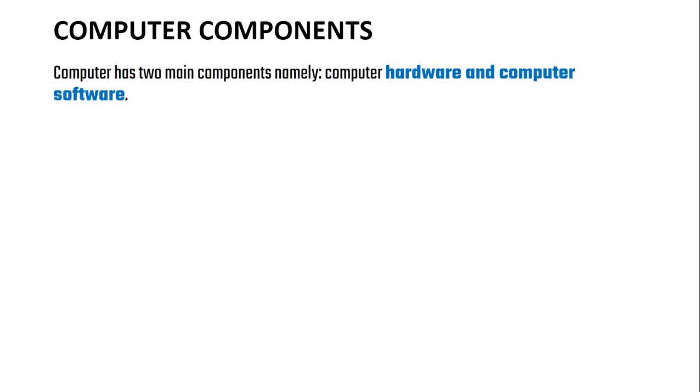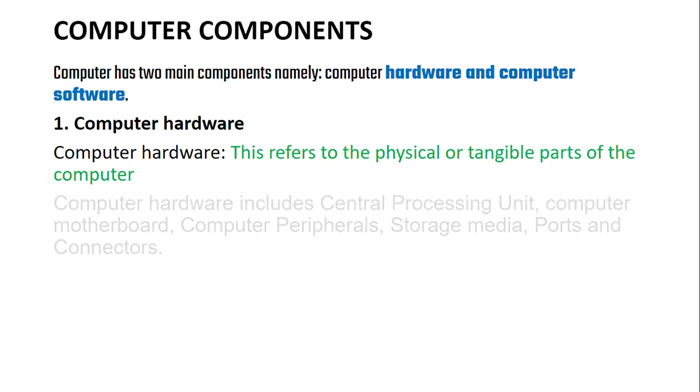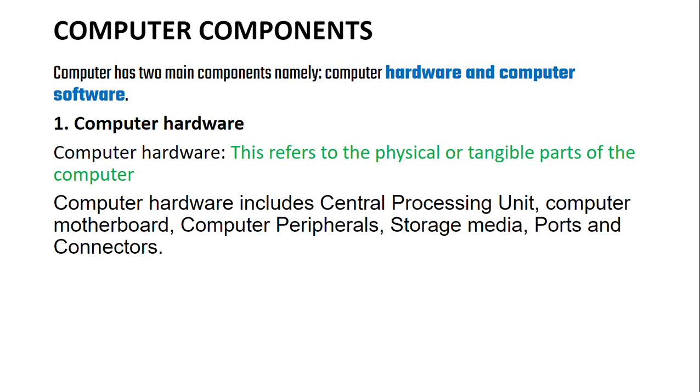Then it has two main components, that is computer hardware and software. For the computer hardware, this refers to the physical or tangible parts of the computer, the parts that you can touch. Those are the central processing unit, computer motherboard, computer peripherals, storage media, ports, and connectors.